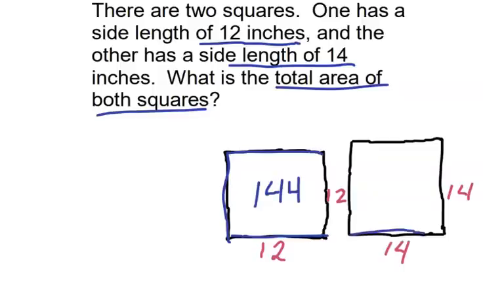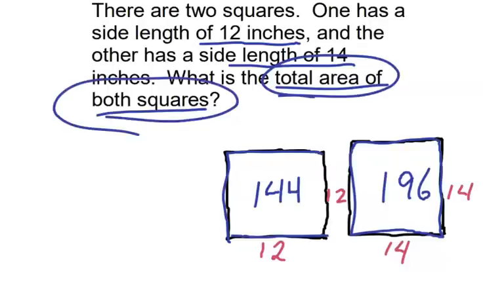And then again, it's a square, so every side's going to be the same. So it's going to be 14 times 14, and that's going to give us 196. Okay, so if we want to know the total area of both squares, we're going to take 196 plus 144, and that's going to be equal to 340. So we add these two together, and our total area is 340.